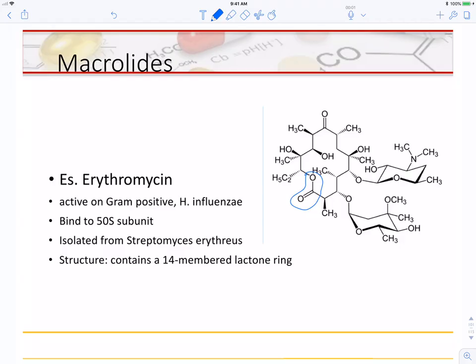So what they do by binding to the large unit, they basically inhibit the elongation of the protein, and prevent also translocation of the ribosome from one side to the other. And the exact mechanism is not totally clear. Most likely it actually does both. So they're bacteriostatic for most bacteria, meaning that they prevent the growth, but they also can kill a few of the gram-positive ones.